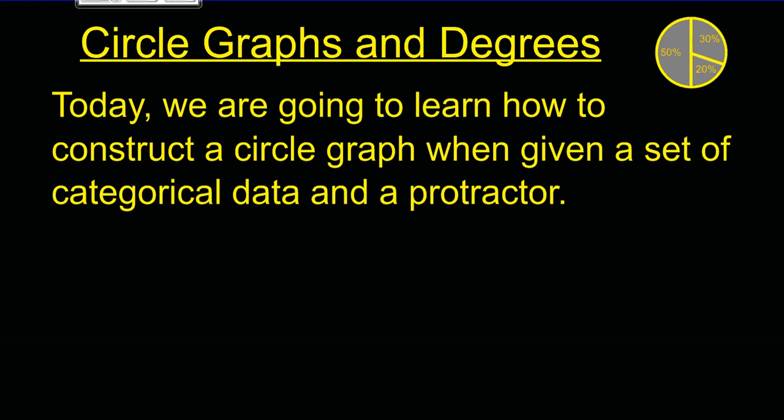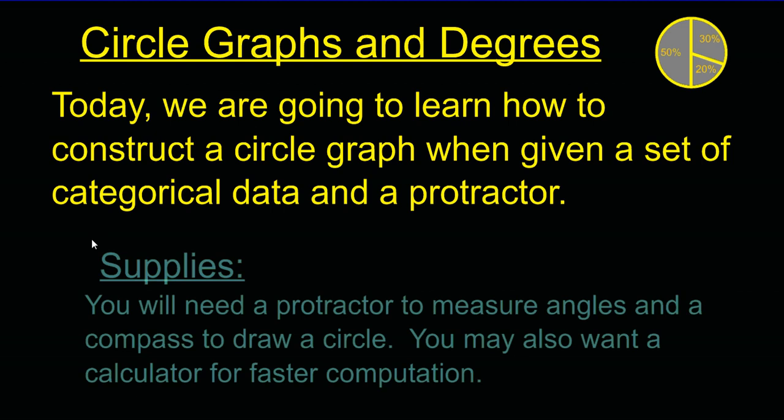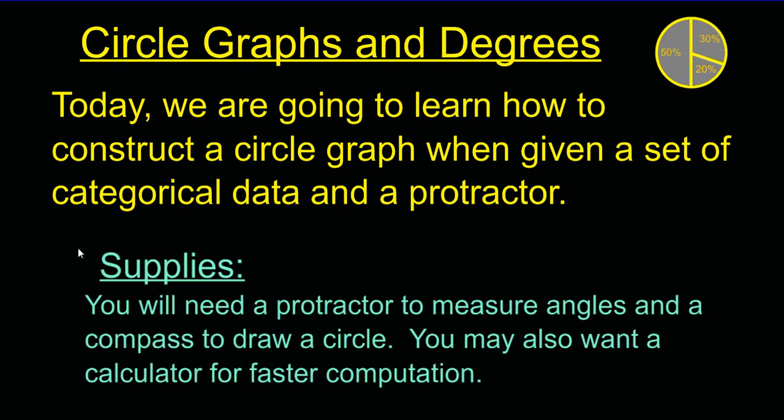Today, we are going to learn how to construct a circle graph when given a set of categorical data and a protractor. So, let's take a look first at what kind of supplies we'll need to do this. You will need a protractor to measure the angles, a compass to draw the circle, and you may also want to have a calculator for faster computation.